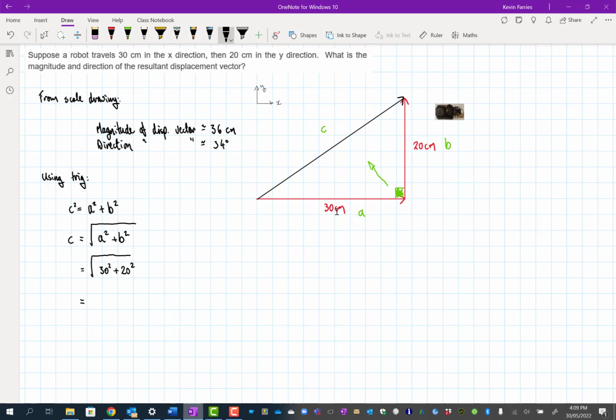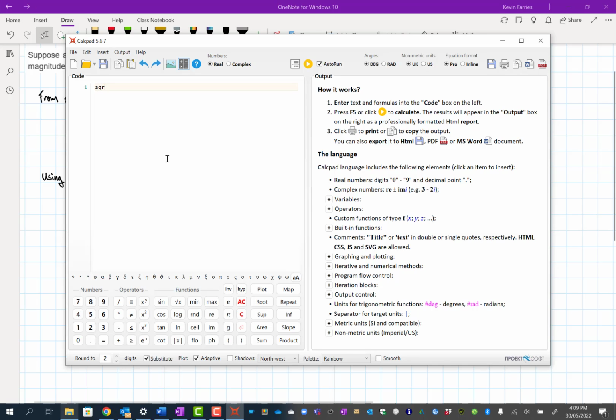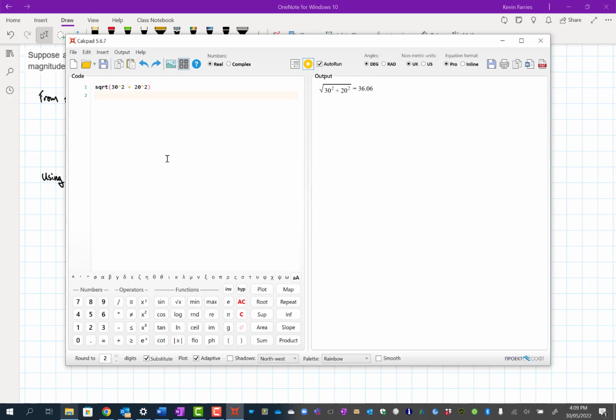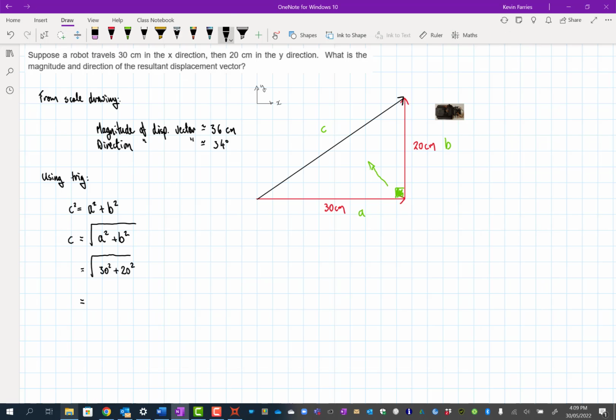So it's going to be equal to, and I just need to get the calculator out. So we want to find the square root of 30 squared plus 20 squared. It's 36.06. So 36.06 centimeters. Now we want three significant figures, so we'll just say 36.1 centimeters. We were in centimeters. A pretty good idea that we got the right answer because that's pretty close to what we got from our scale drawing.